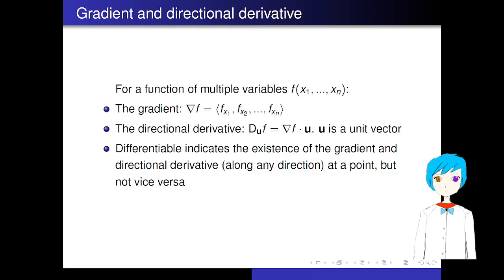The directional derivative along a specified direction u is the inner product of the gradient of f and u, where u is a unit vector. So here, a differentiable function at a point x0, y0 indicates the existence of the gradient and the directional derivative along any direction at this point, but not vice versa, which means that the existence of the gradient and directional derivative along a specified direction will not imply that the function is differentiable at a point.